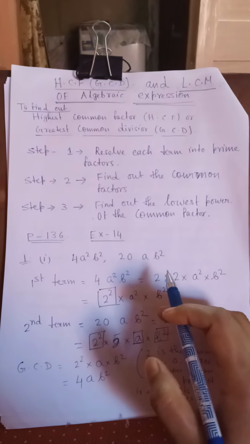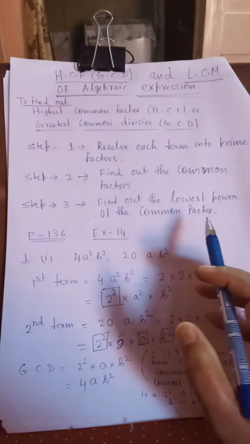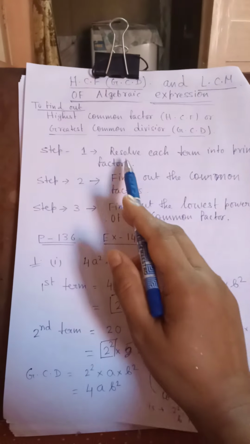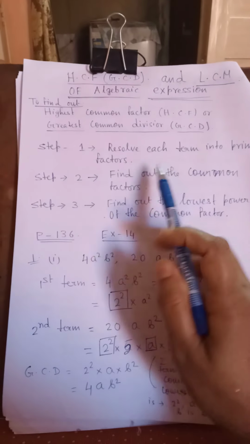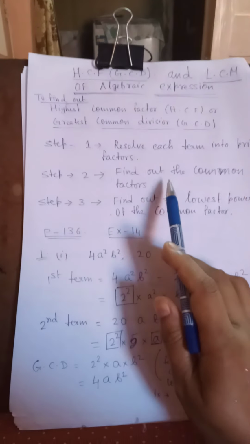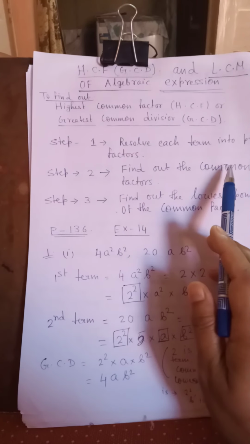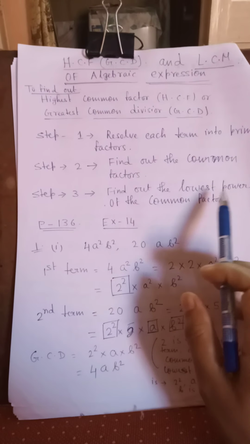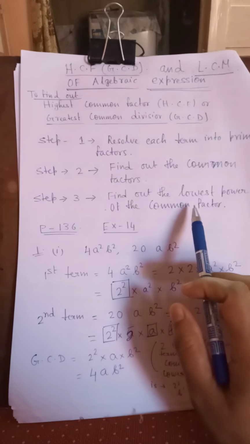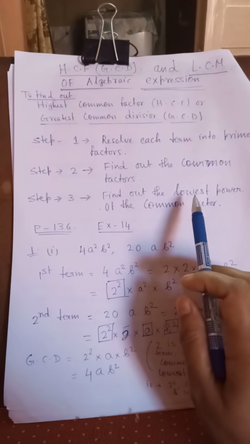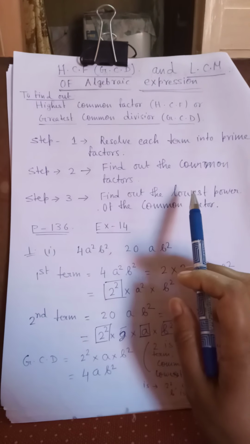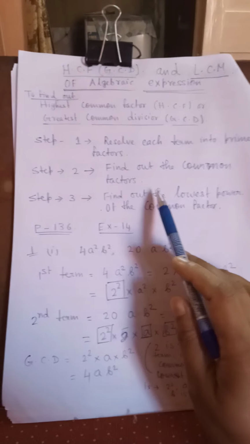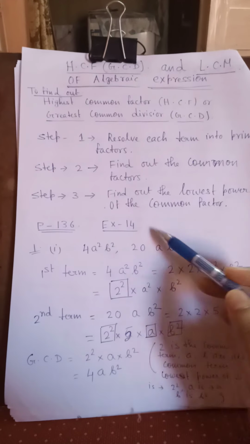To find out HCF, first we will resolve each term into least prime factors. Step 1, resolve each term into prime factors. Then we will find out the common factors, and the third step we will find out the lowest power of the common factors. So we have to follow 3 steps. First resolve it into prime factors, then we will find out the common factors and then the lowest power of the common factors.